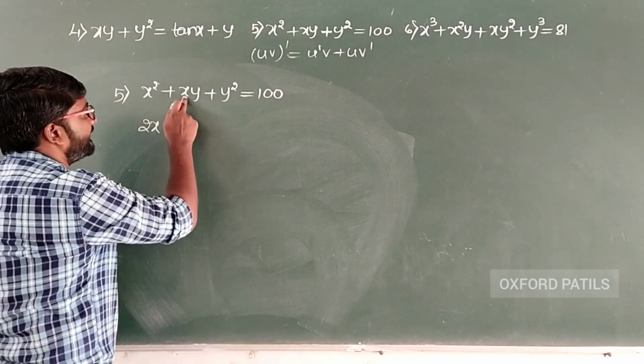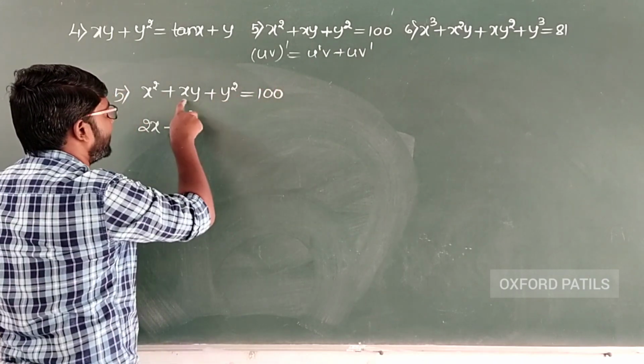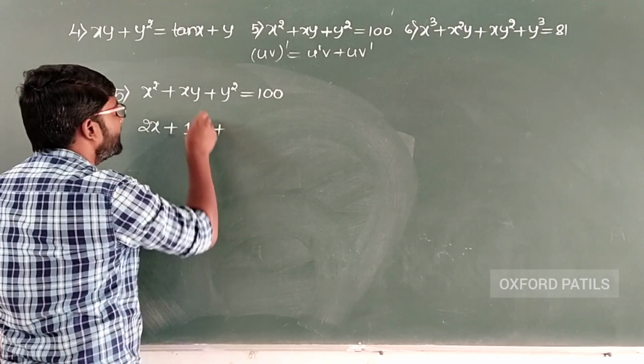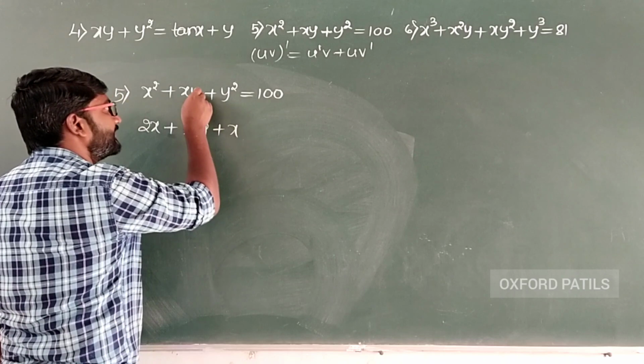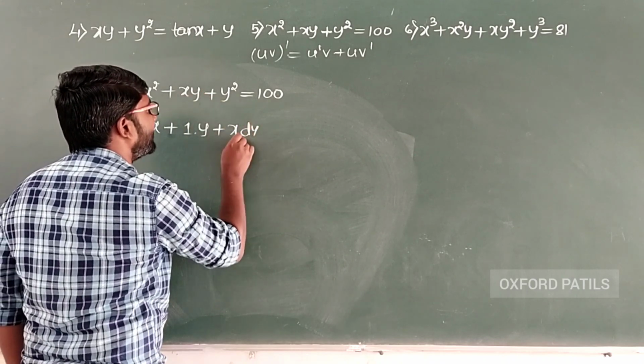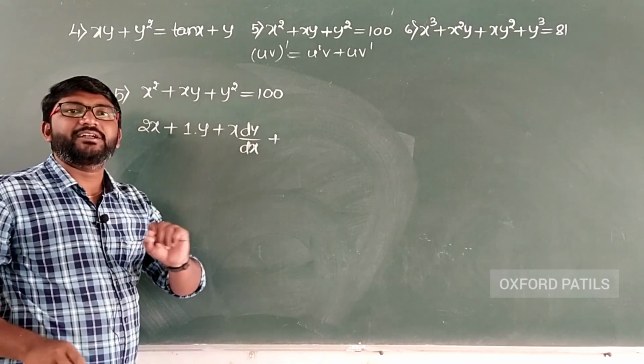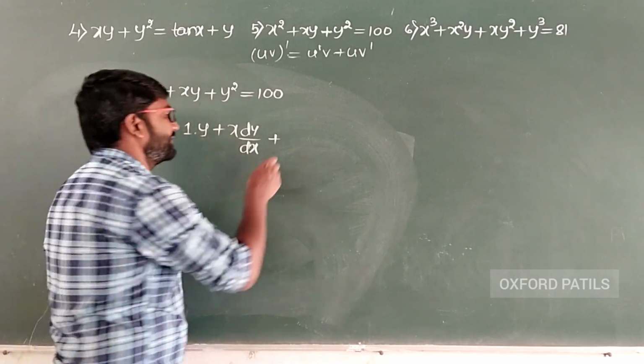So what is the derivative of x? U dash v plus u v dash. Derivative of x, it will be 1. Write the second function as it is plus. Now write x as it is. Take the derivative of the second function, it will be dy by dx plus derivative of y square, it will be 2y into dy by dx.